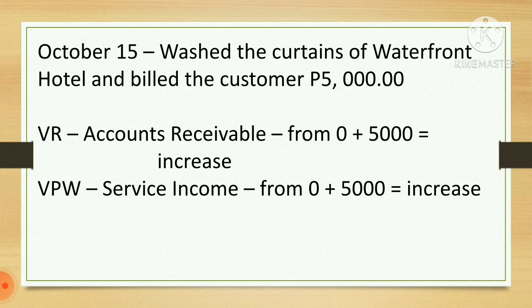So the value received is accounts receivable. Why accounts receivable? Because if you analyze the transaction, did the company receive cash? No. But because of the word billed, that means XY company, or the business of Anna, has to receive an amount from Waterfront Hotel someday or at a specified time. That is why we are going to use the element accounts receivable.